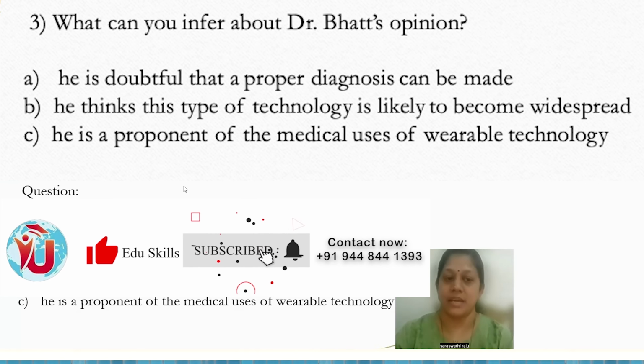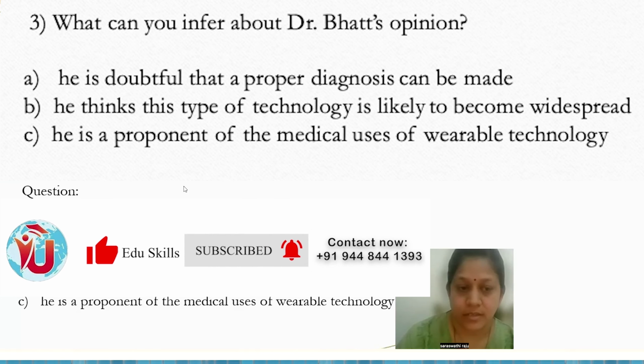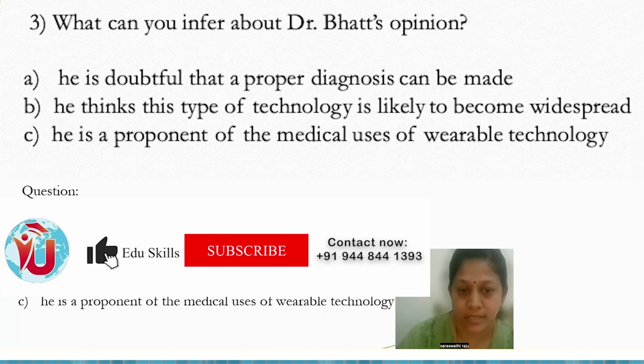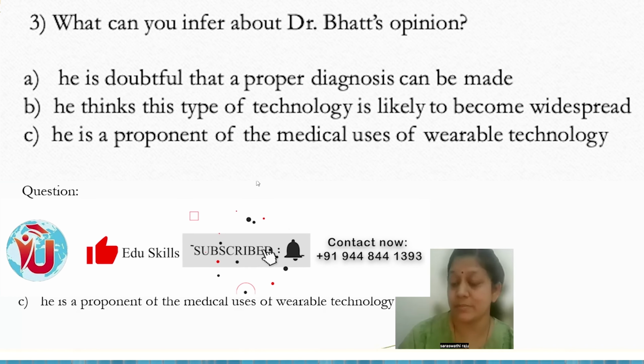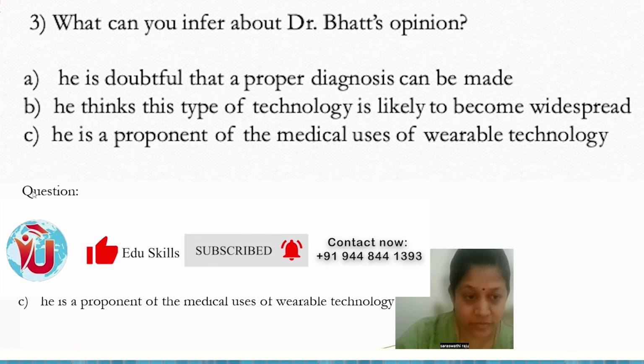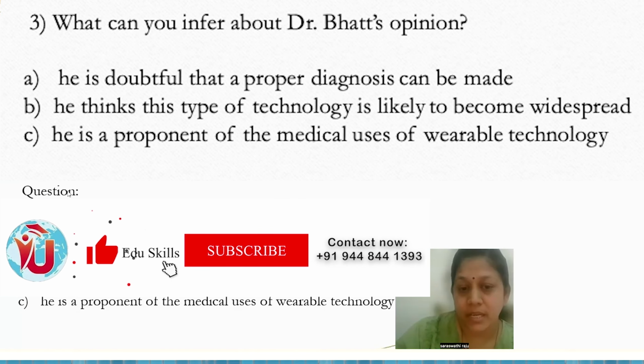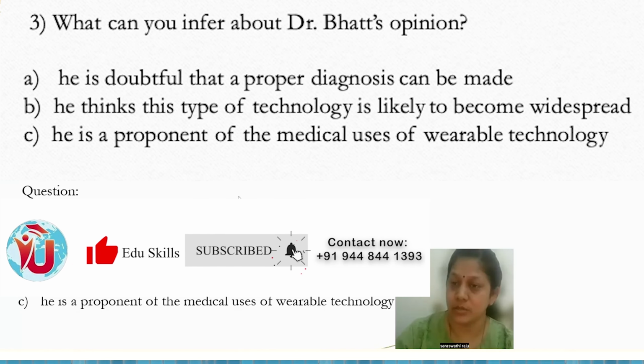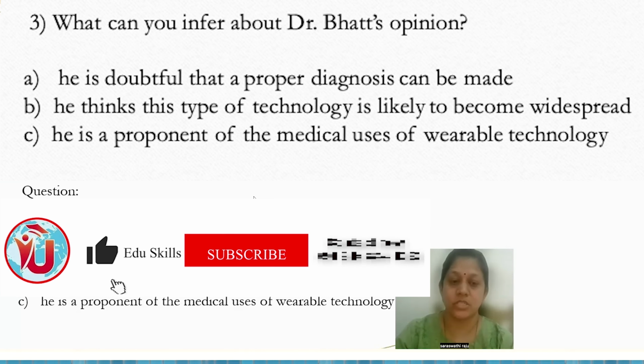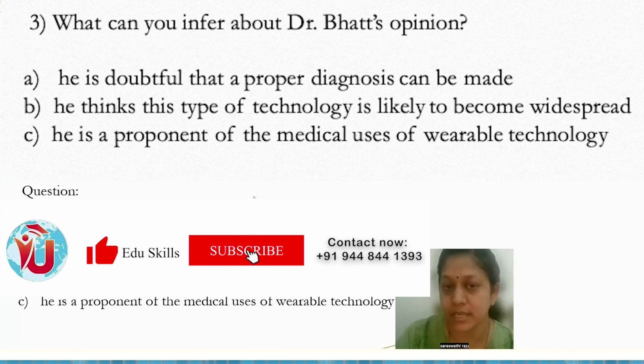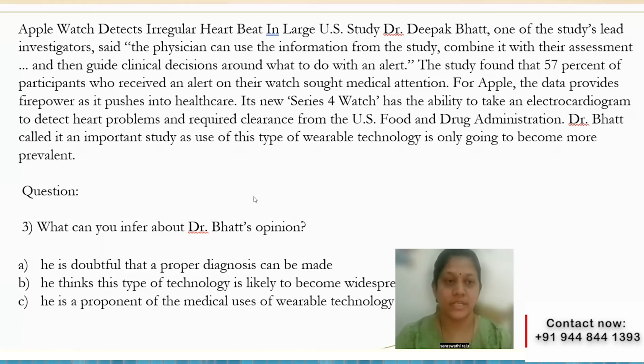Diagnosis can be made. Then B is technology is likely to become widespread. So this is also our edging word. He is a proponent of the medical uses of wearable technology. Okay, wearable technology is what they are talking about in text 3. So shall we go to text 3?